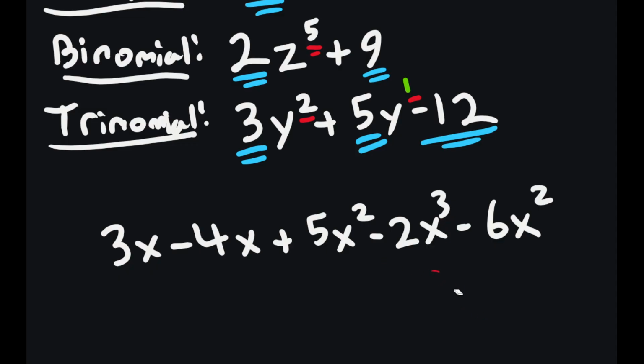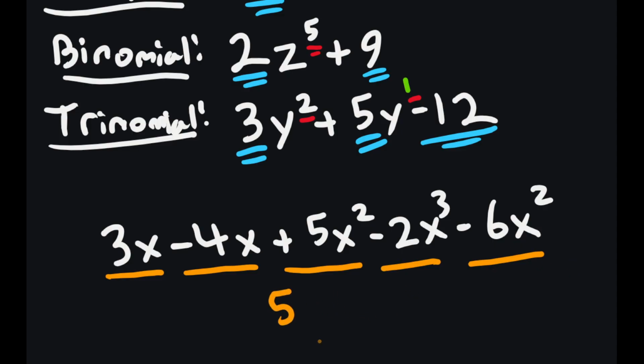And then we can underline all their coefficients as well. So there's a 3, negative 4, positive 5, negative 2, and negative 6. So those are all of the coefficients. And how many terms are there? Well, we can also count that. There's this 3x, negative 4x, positive 5x squared, negative 2x to the third, negative 6x squared. So 1, 2, 3, 4, 5. There are 5 terms. This is a 5-term polynomial.